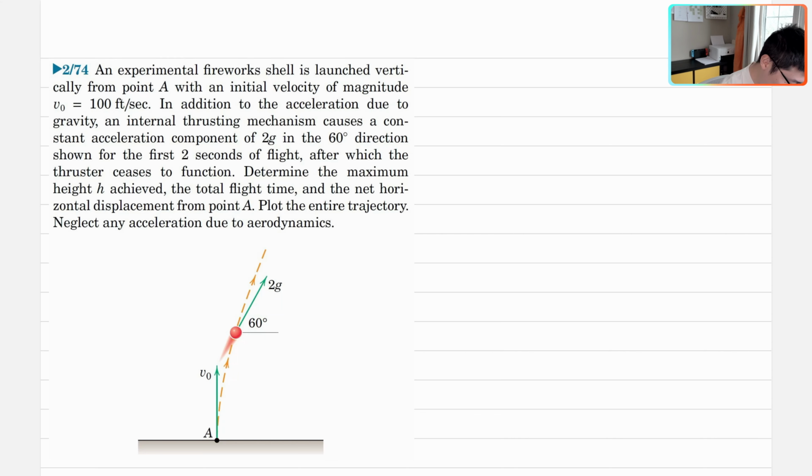First of all, we can see that we have an initial velocity of 100 feet per second. And during the first half, there is an external acceleration other than gravity itself, 2g, in the 60 degree direction for the first 2 seconds of flight. What we want to find is the maximum height h achieved, the total flight time, and the net horizontal displacement from point A.